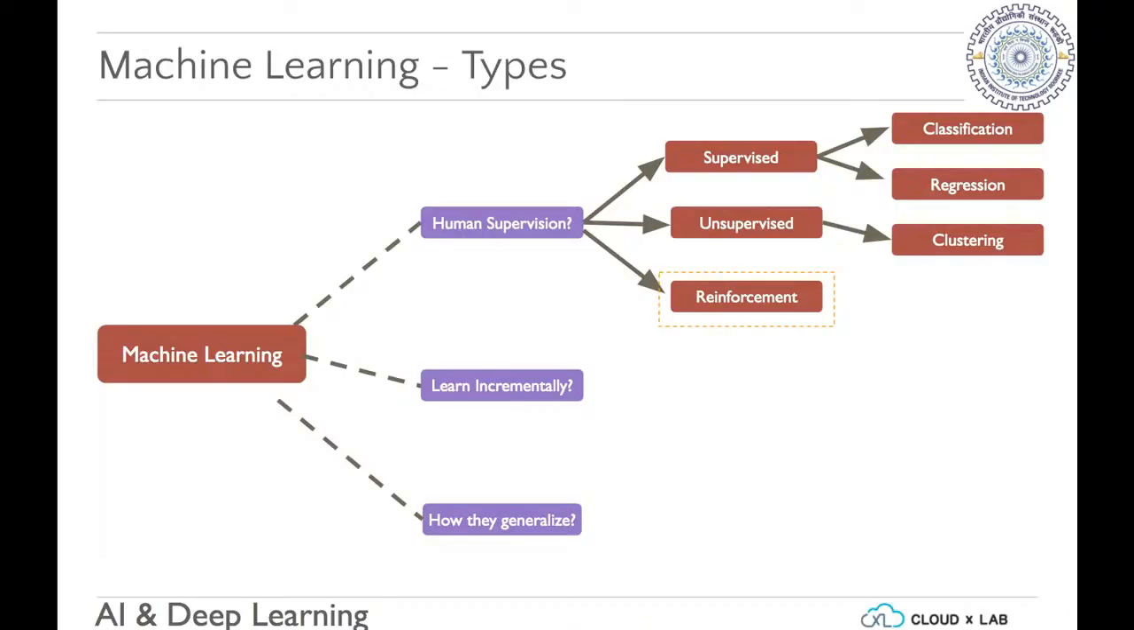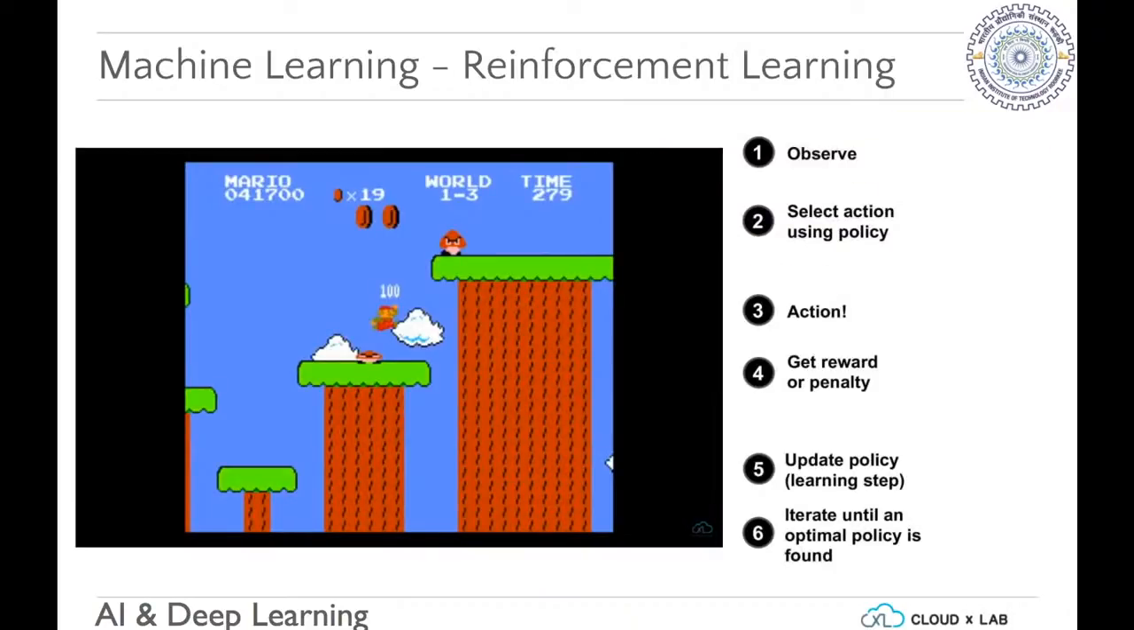The next one is reinforcement learning, and the example that we took in the beginning is an example of reinforcement learning. The Mario example is a reinforcement learning in which the actor observes the environment, right? It selects an action using a policy, whether to go left or right or jump or don't go anywhere. That's an action to be taken by the actor.